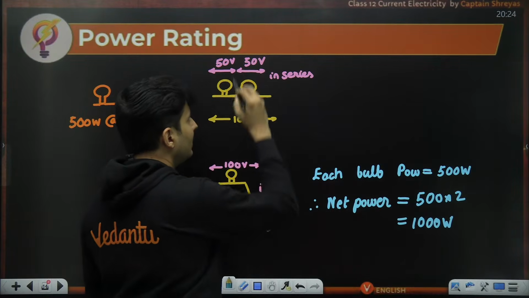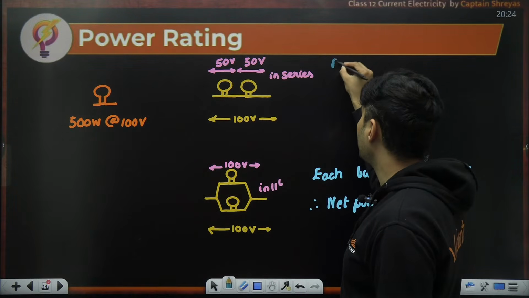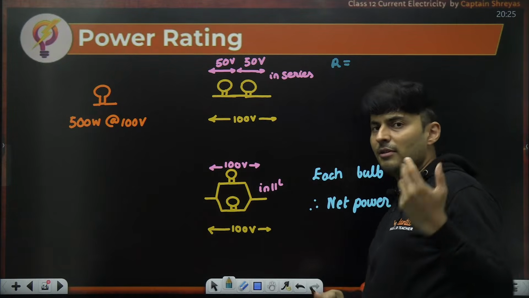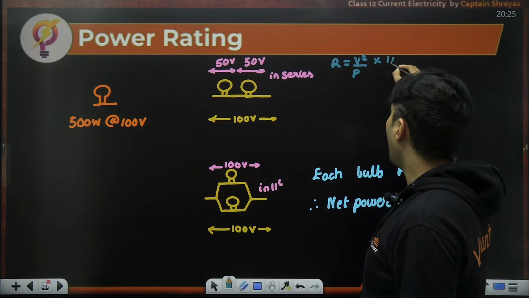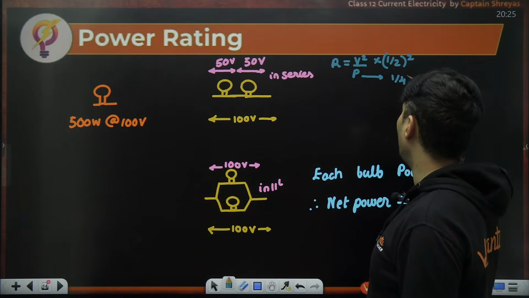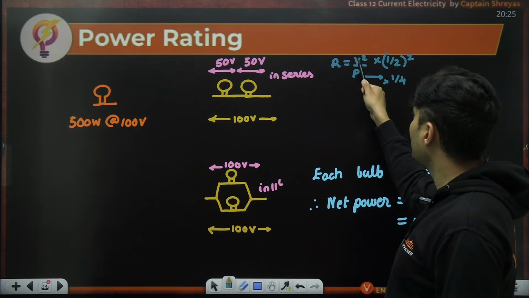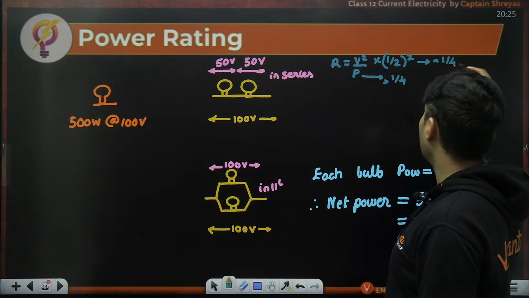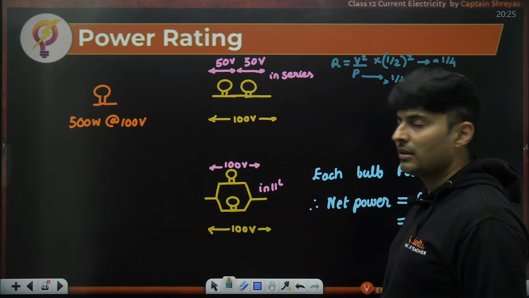In the case of series, because the voltage has become half, the power will change. The resistance won't change. Since power is V squared by R, if voltage becomes half, the power should become 1/4 to maintain the ratio. If the numerator becomes half but it is squared, it becomes 1/4 times the numerator. So the denominator also should become 1/4 to balance the ratio.